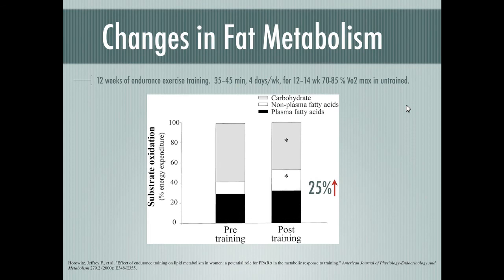Now, one thing you'll point out is that after 12 weeks of endurance exercise, 30 to 45 minutes, 4 days per week for 12 to 14 weeks, at 70 to 85% VO2 max, from pre to post training, if you look at the non-plasma fatty acids and plasma fatty acids that are metabolized, following training, we see that rises by 25% in total. So you start to rely more on fat and less on carbs.